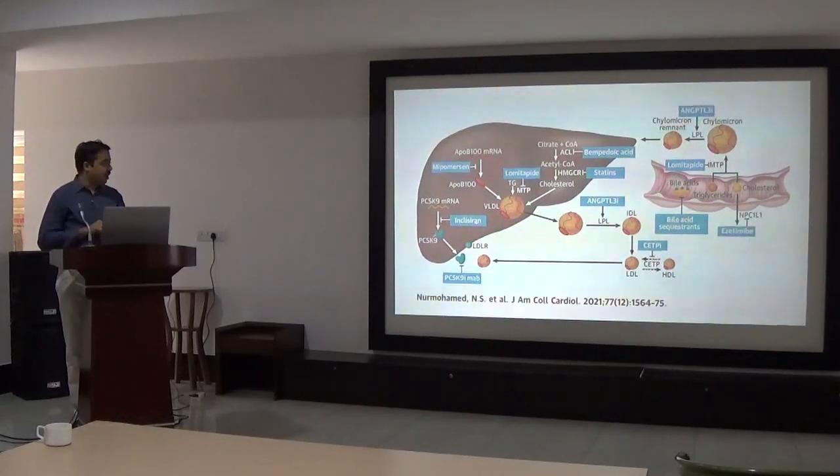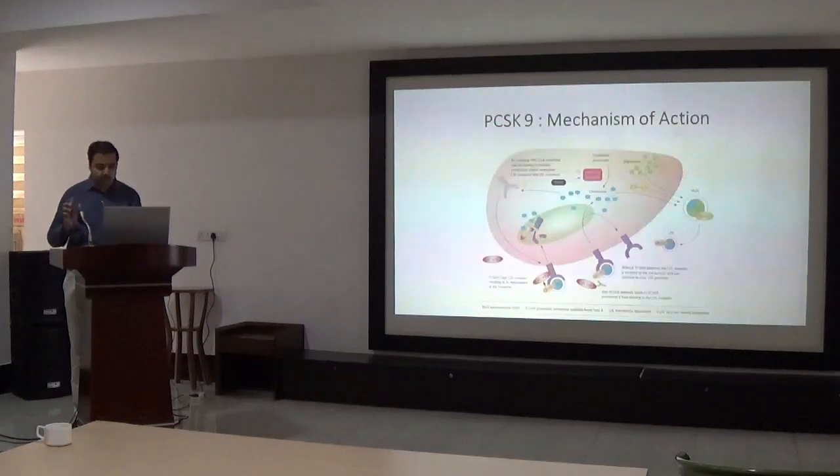And this is how inclisiran acts. Inclisiran totally stops the formation of PCSK9. A PCSK9 inhibitor inhibits PCSK9 which is already formed. Both are possible.